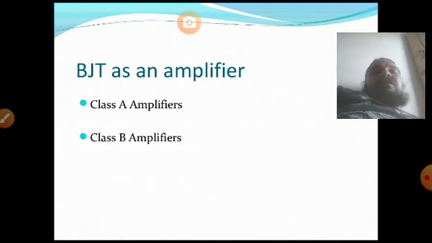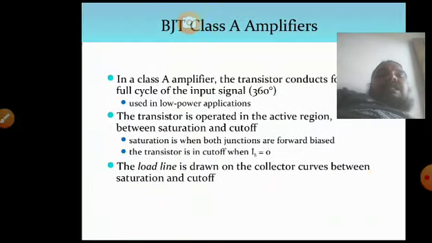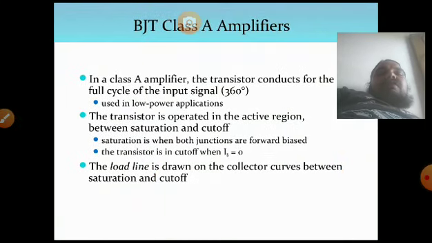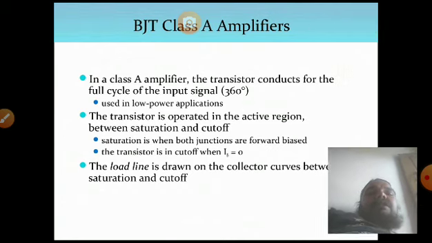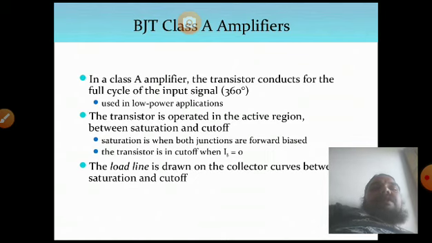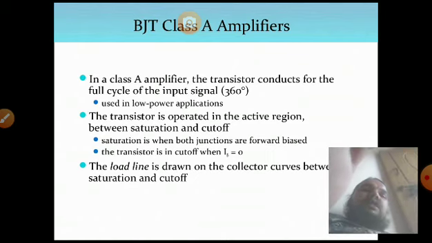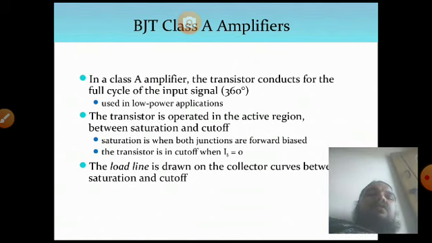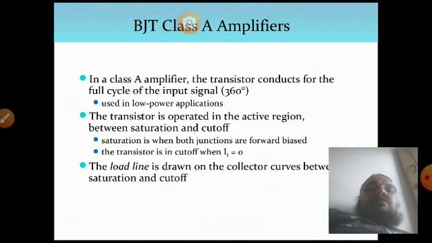The BJT as an amplifier: the first is the class A amplifier, and the second is the class B amplifier. BJT class A amplifier. In a class A amplifier, the transistor conducts for the full cycle of the input signal, 360 degrees, used in low power amplifiers. The transistor is operated in the active region between saturation and cutoff. Saturation is when both junctions are forward biased.